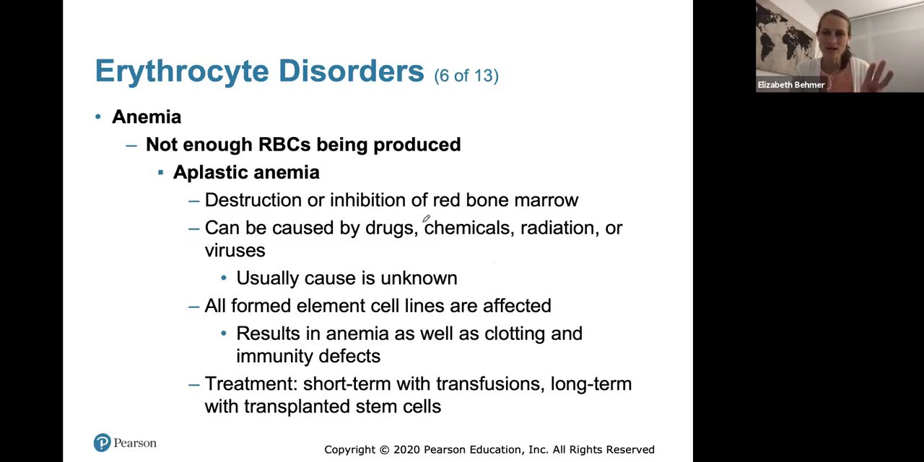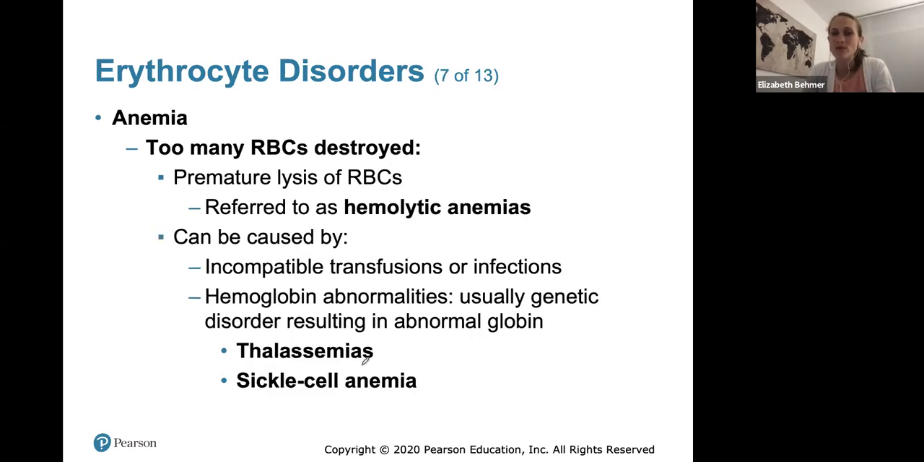The third group of anemia was not enough red blood cells being produced. So we have aplastic anemia, where they are destroyed or inhibited. So the red bone marrow is destroyed, or something is inhibiting the red blood cell production. This can be caused by drugs or chemicals. No one really knows how, but all formed elements can be affected, meaning that your platelet number, the clotting factors, will be affected, as well as some immunity defects or your white blood cells. And again, this is a lot of detail about aplastic anemia that you do not need to know.